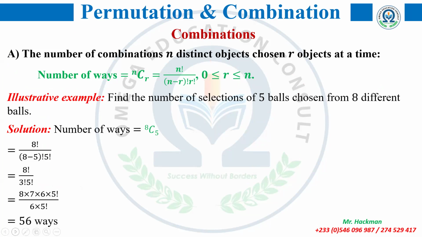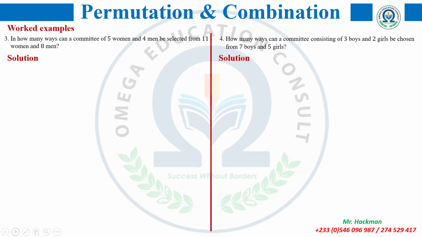So at this point, we are good to go. So let's move on. You can see that we said, in how many ways, so again, we are looking for number of ways, can a committee, so anytime you know you are forming committees, now you know you'll be dealing with combination, not permutation. Of 5 women and 4 men, be selected from 11 women and 8 men. If you look at this, you are dealing with people, maybe one category. But if you look at the question critically, you can see that the question has broken down the people into 2 categories, men and women. Is that clear?